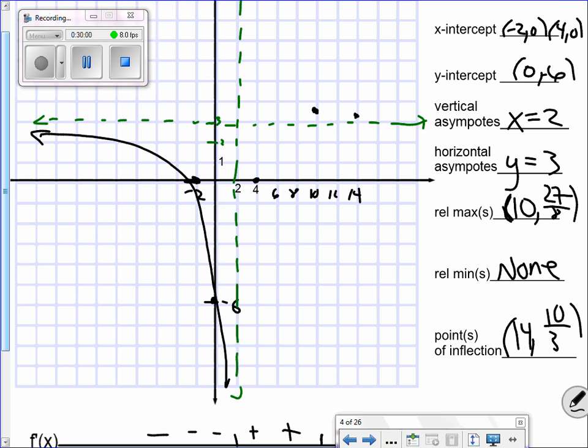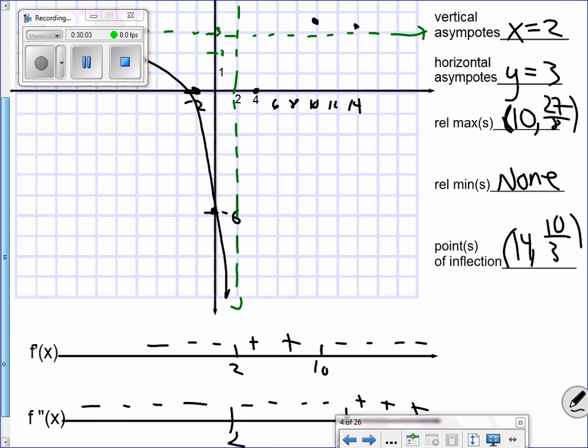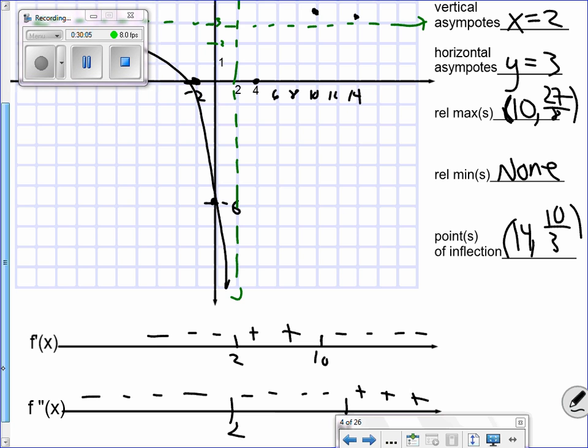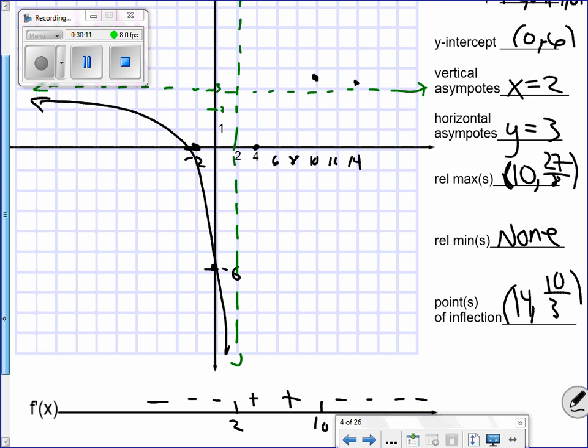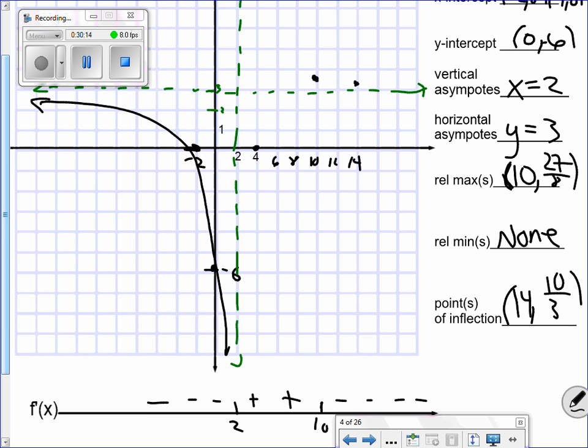Now, between 2 and 10, first derivative is positive, second derivative is negative. Increasing concave down until 10, so this is going to be a max here. I'm drawing it backwards, which might be confusing for you kids. A graph cannot cross a vertical asymptote, but it can cross a horizontal or slant or any other.